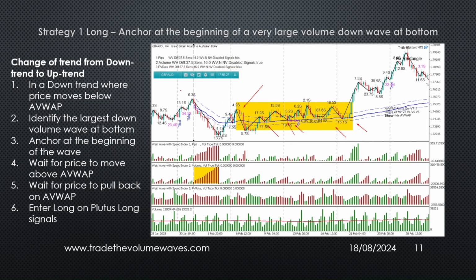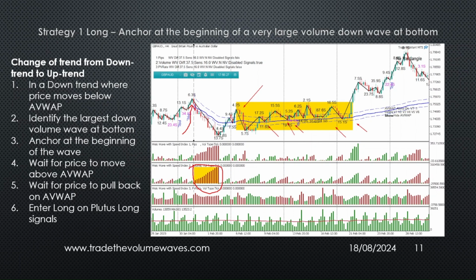Okay, so that's exactly the opposite case. When we find a very large down wave at the bottom, all right, so that's our large down wave right here, okay, and we anchor the VWAP at the beginning of this down wave, this dashed line. It's a VWAP, and you can see the blue line. So what do we do next?